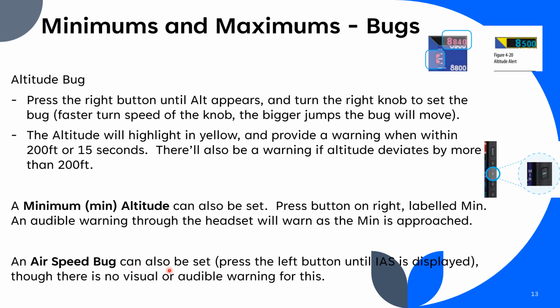An airspeed bug can also be set using the left button until IAS is displayed. So tap the button, it will say IAS, and you can set a speed bug. There is no visual or audio warning for this one though.